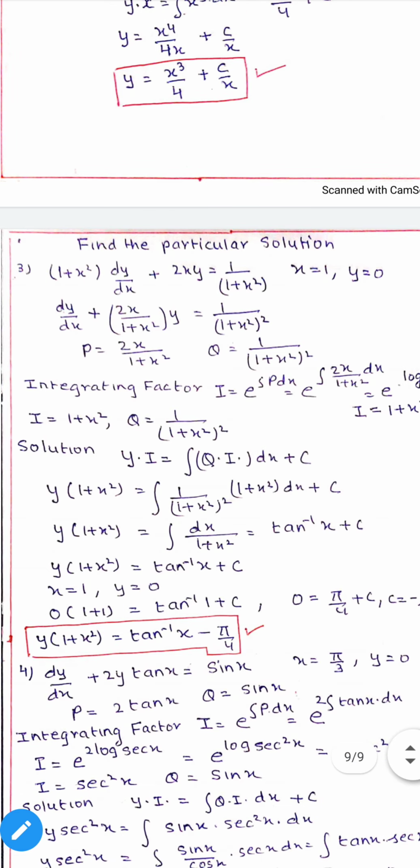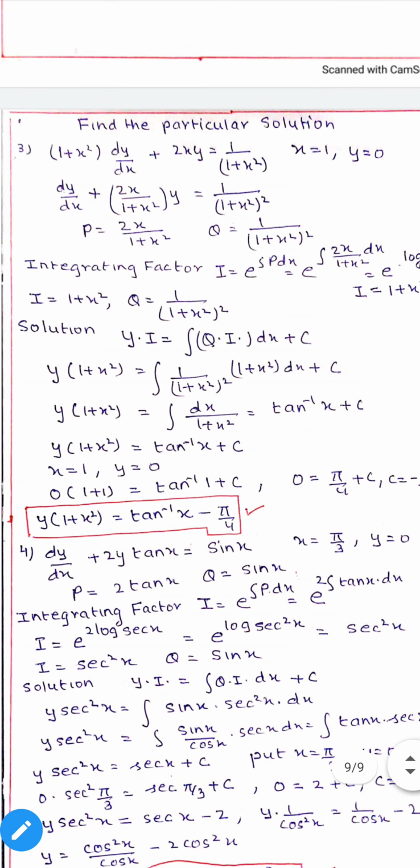Third question, find the particular solution: 1 plus x square dy by dx plus 2xy is equal to 1 upon 1 plus x square. We are given x is equal to 1 and y is equal to 0.